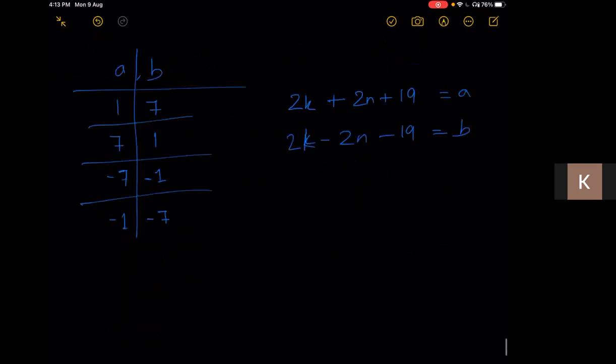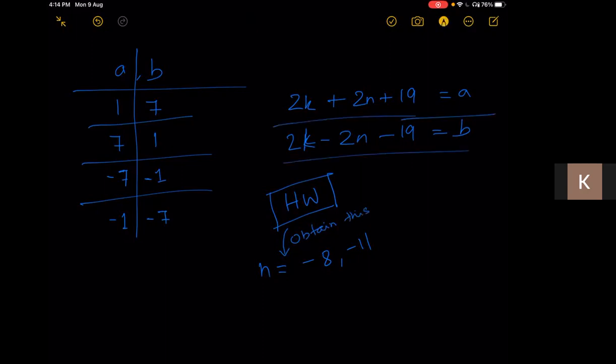So this I think you can do at home, homework. Just put these values and see. You will eventually get n equal to minus 8 and minus 11. Your homework is to obtain this. Put the a, b values in these equations and solve 4 times, and bring these values. That is your homework.